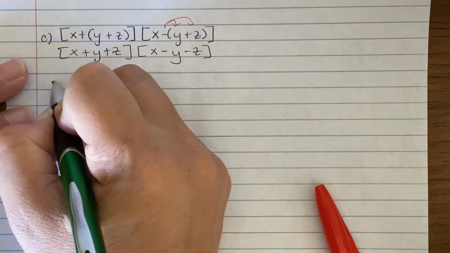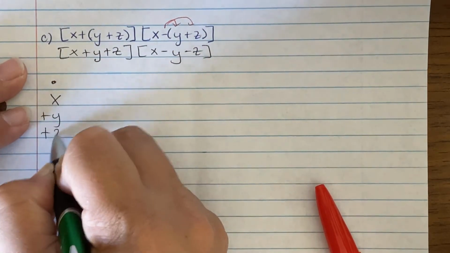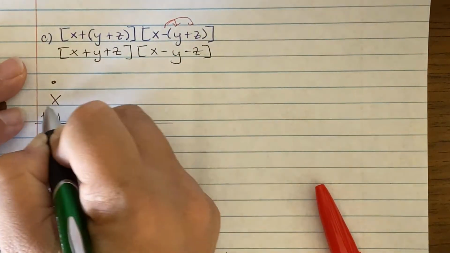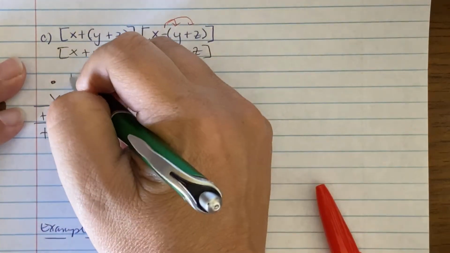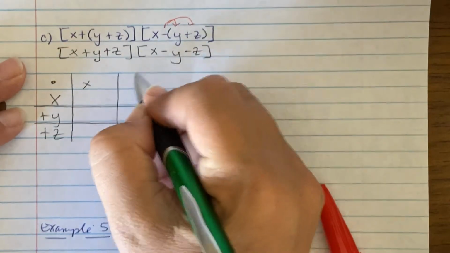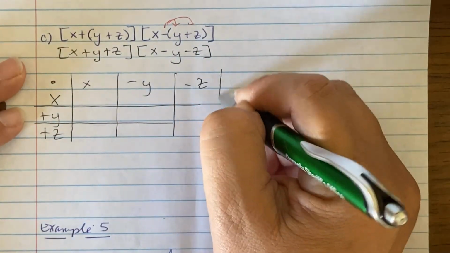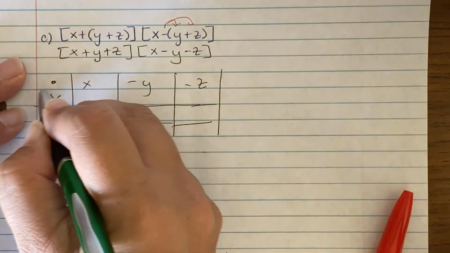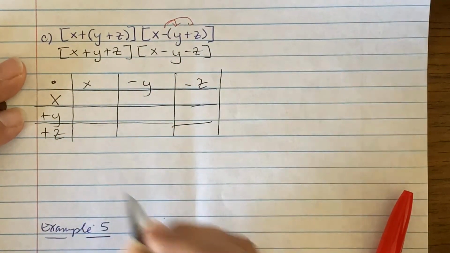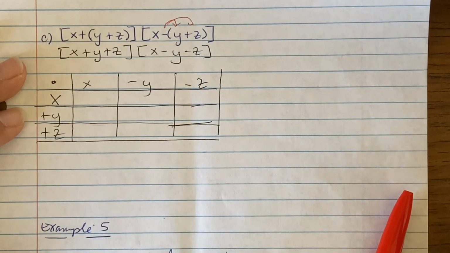So we have multiplication dot, positive x, positive y, positive z. Positive x, negative y, negative z. So it ended up being a 4 by 4. Diagonally is where our like terms are going to happen.